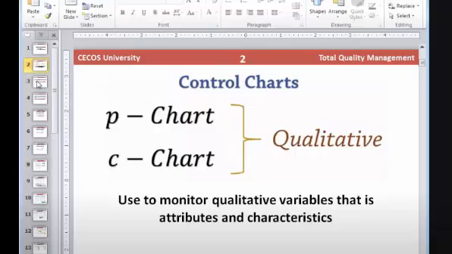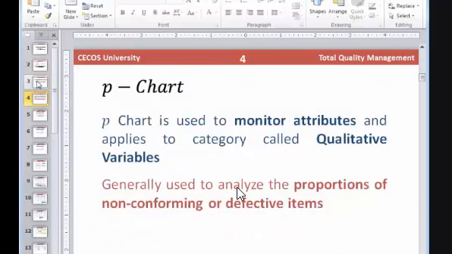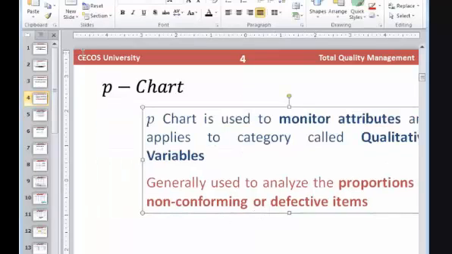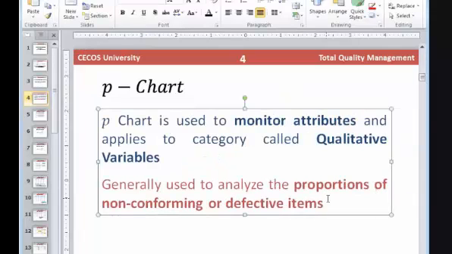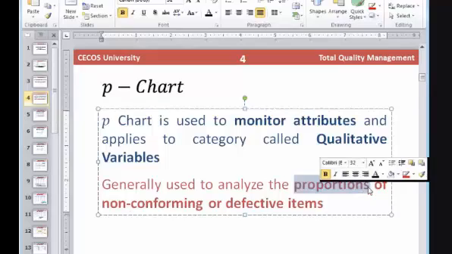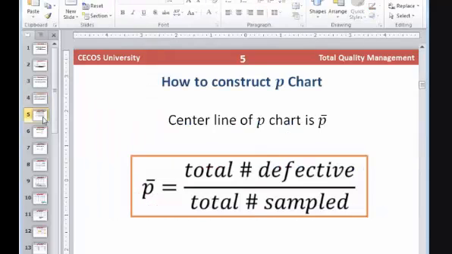So let's start with the P chart, which is for the qualitative variables. P charts analyze the proportion of non-conforming or defective items. What proportion means, I will let you know in the example. It's the core thing of the mathematics, like in secondary school and also in the intermediate level.